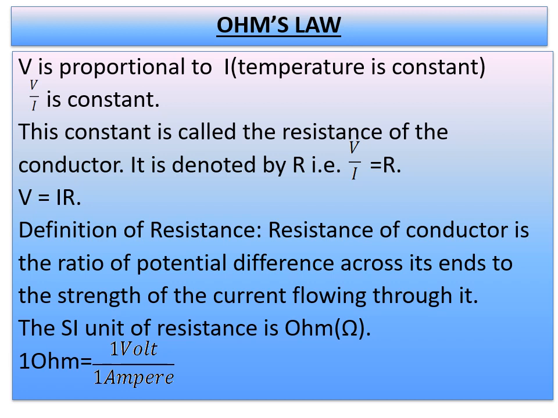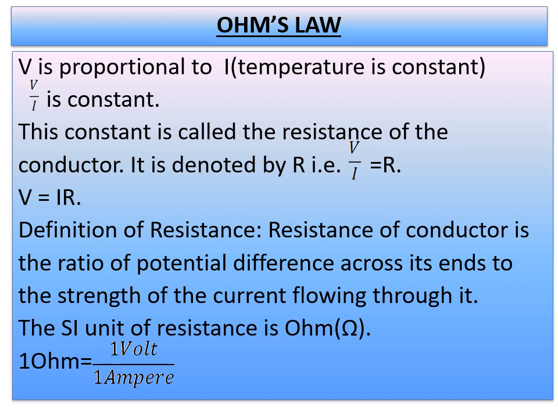This constant is called the resistance of a conductor and it is denoted by capital R. That is, V by I is equal to R, or we can write V is equal to IR. So when you come to the definition of resistance, the resistance of a conductor is the ratio of potential difference across its ends to the strength of the current flowing through it.